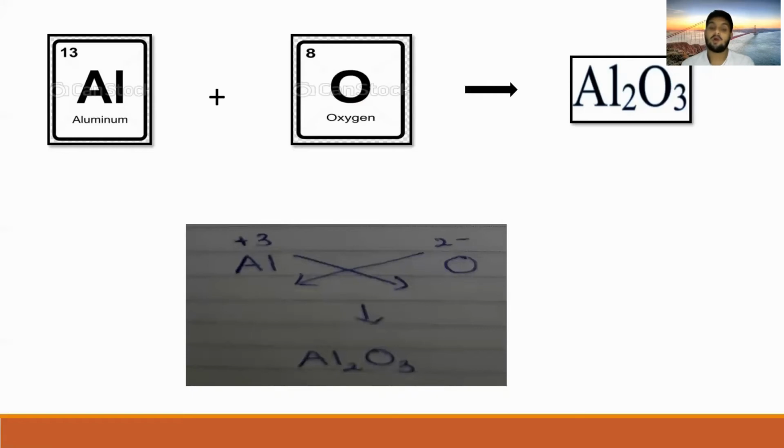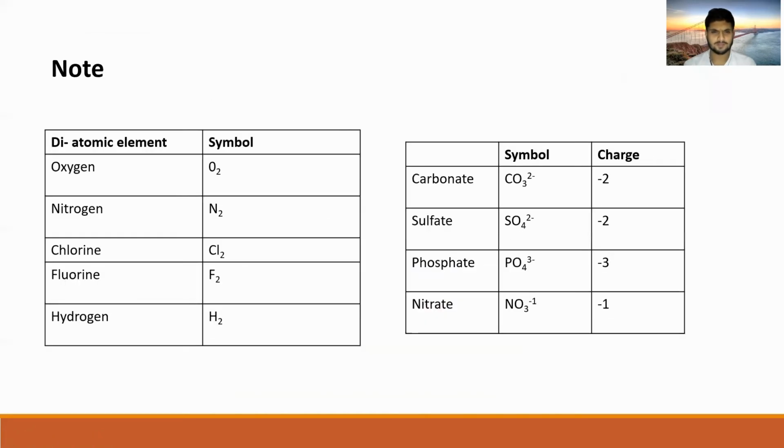And always keep in mind that these numbers we write as a subscript. That means we write below. See, I have always written this below. So don't write Al2O3 on the same line. The 2 should be small and should be a bit below the element.